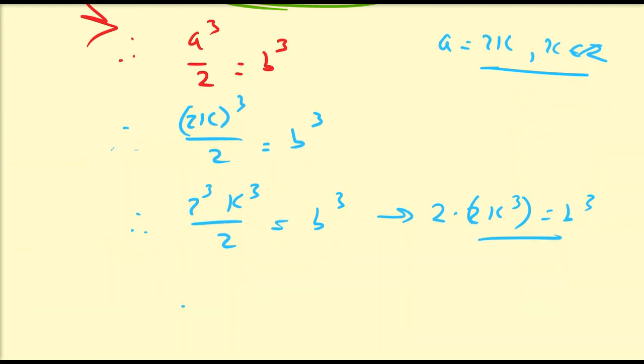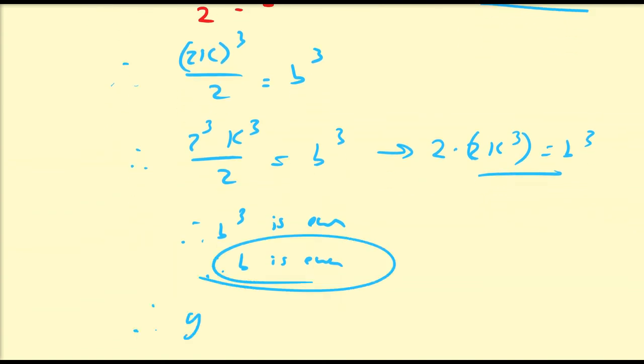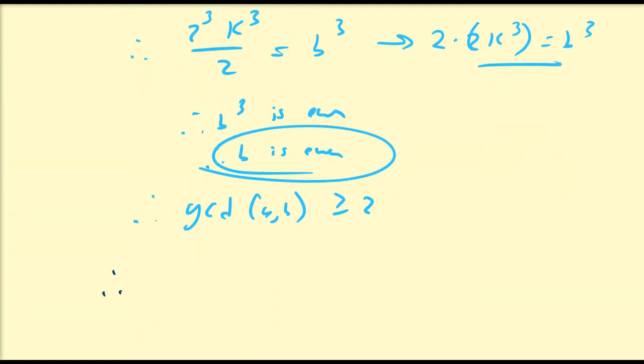So what does that mean? So that means b cubed is even, which means what? B is even too, right? So if b is even and a is even, that means the greatest common divisor of a and b is greater than or equal to 2, which contradicts the assumption that a and b are relatively prime. So if this is the case, that means the cube root of 2 is not a rational number.